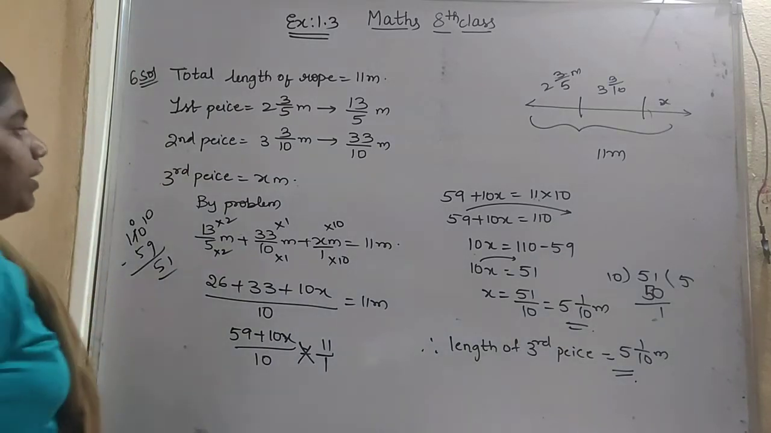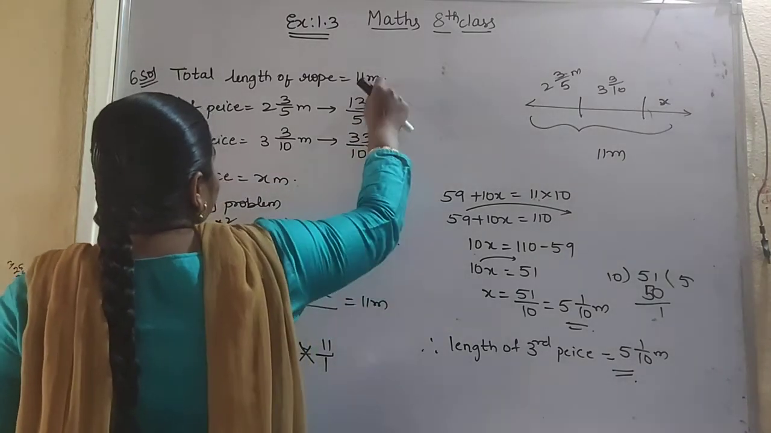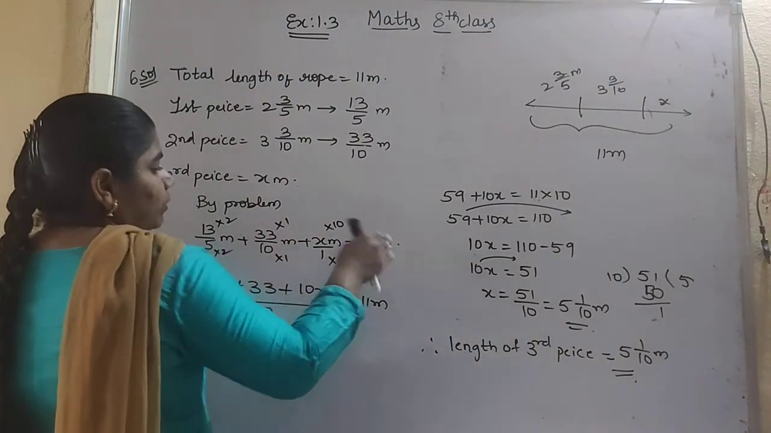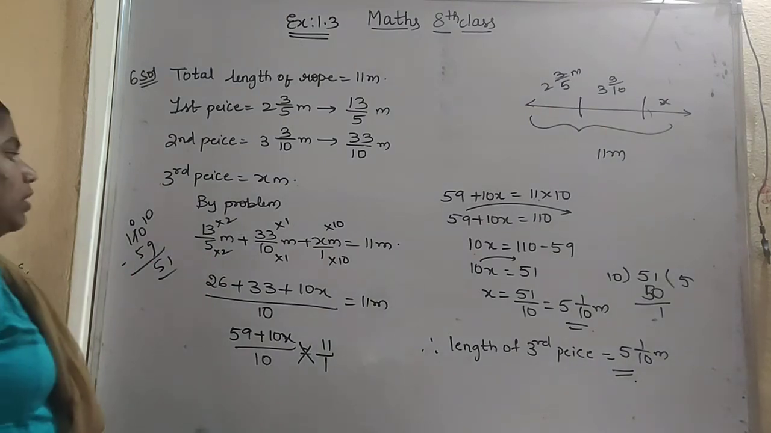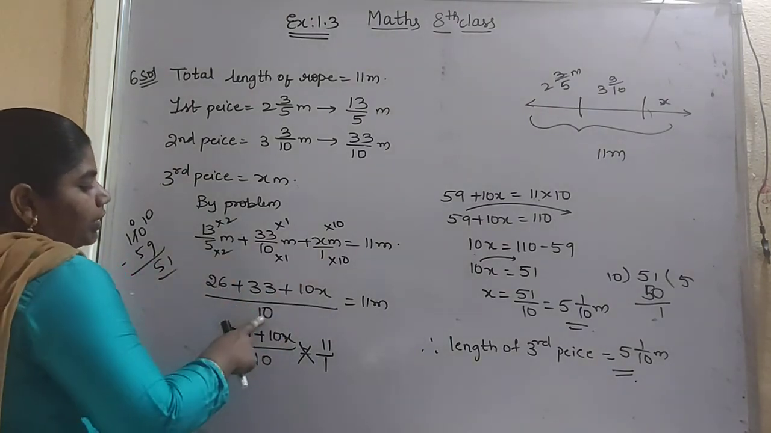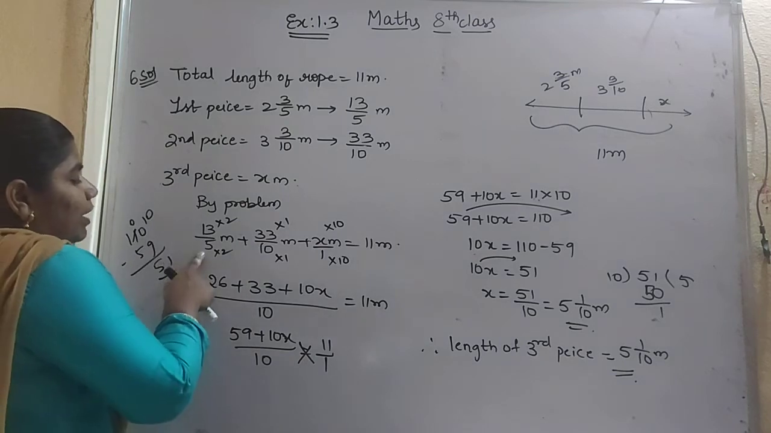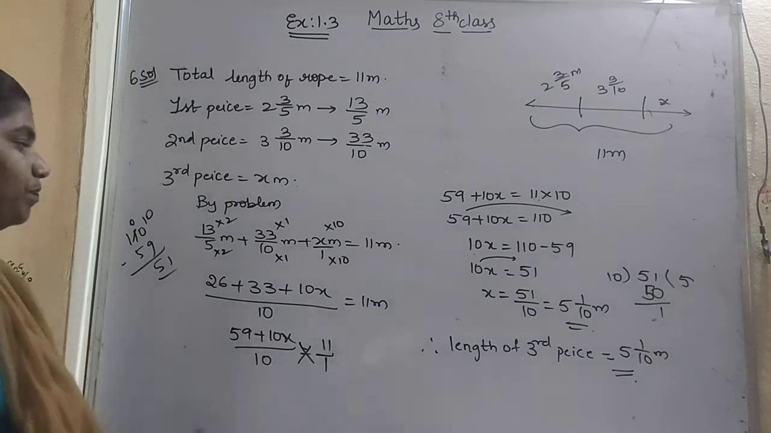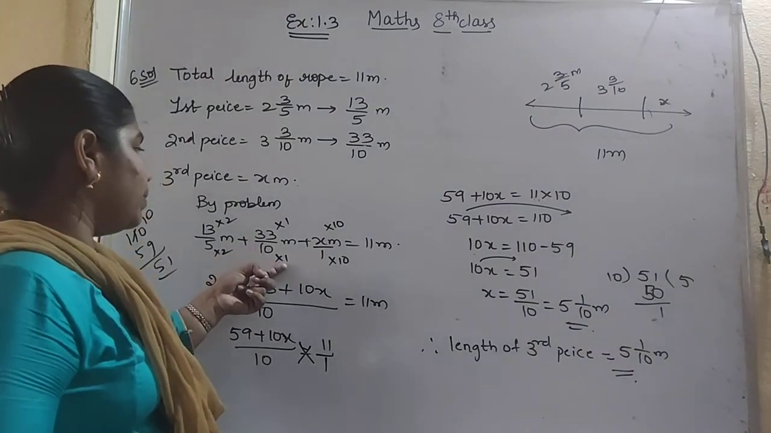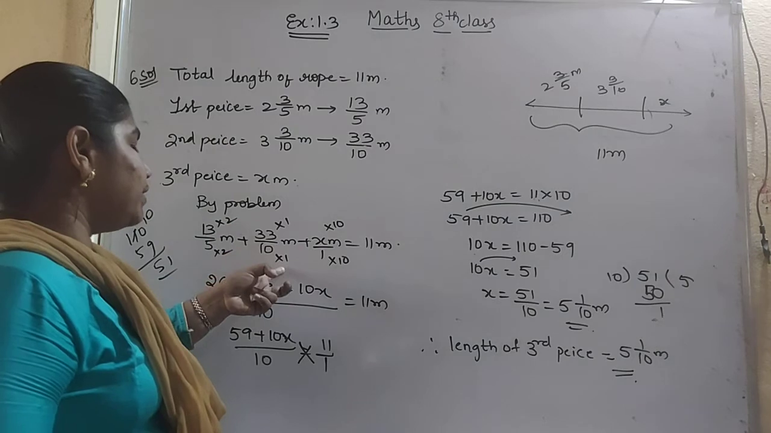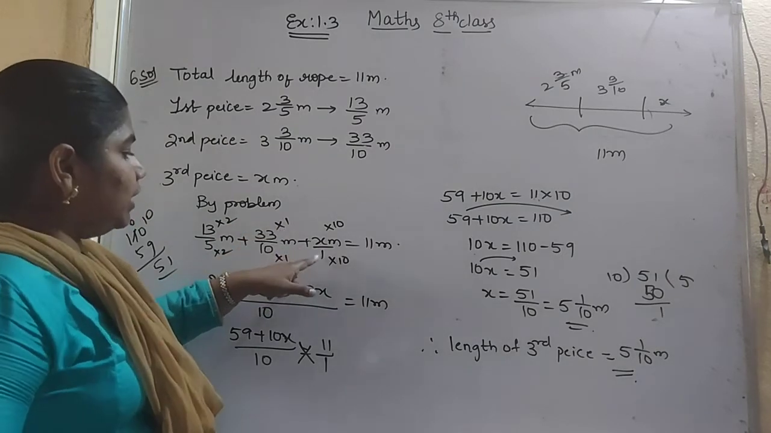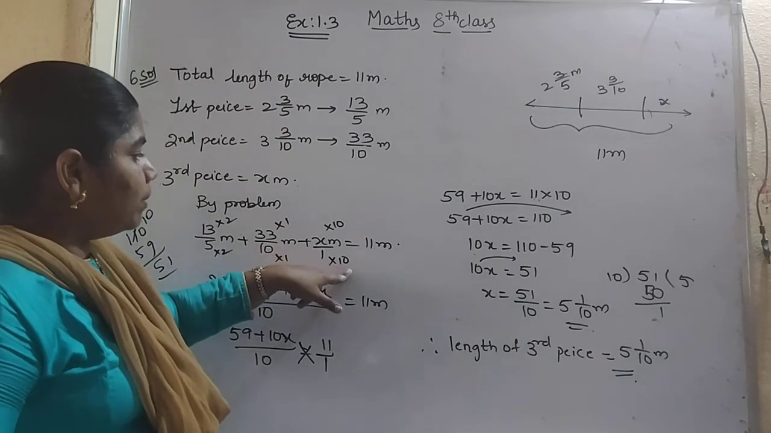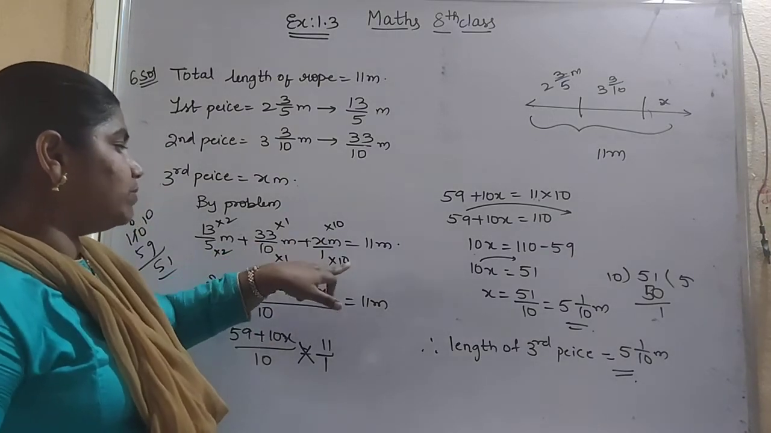So already we know that if you add these three pieces, then only the total length will be there, that is 11 meters. So what I am doing, I am adding all the values, that will be equals to 11 meters. Okay, so now take the LCM of 5 and 10. 5 and 10 LCM will be 10 itself. For 5, how many times you will multiply to get 10 here? That is 2 times. In numerator also 2. In the same way, for 10, how much you will multiply to get 10 again? So that is 1 time. So numerator also 1. So here nothing is there, so I am taking it as 1. For 1 time, how much you will multiply to get 10 again? That is 10 times. 10 into 10.